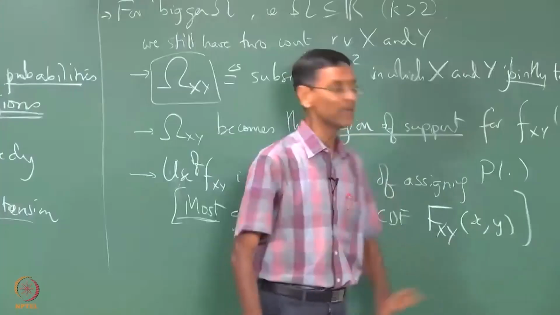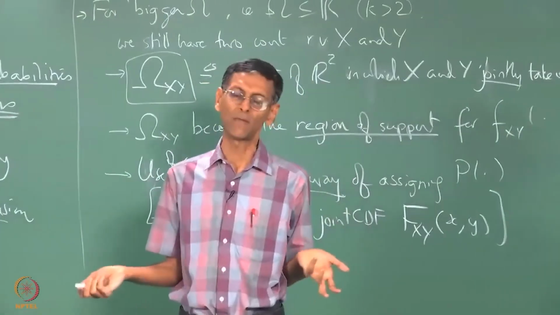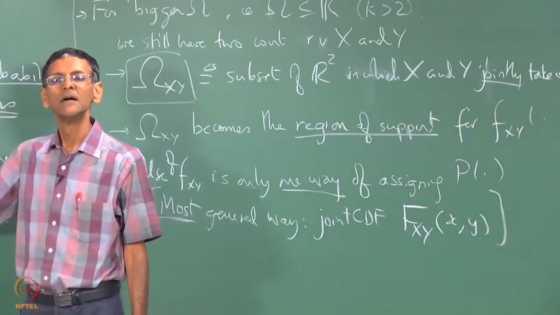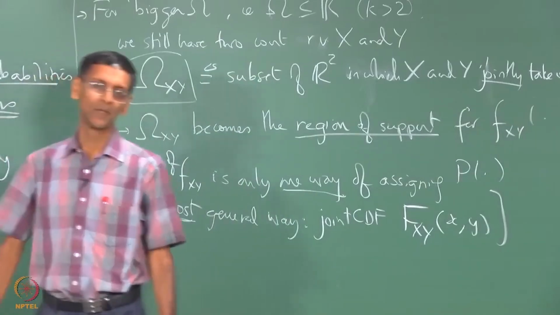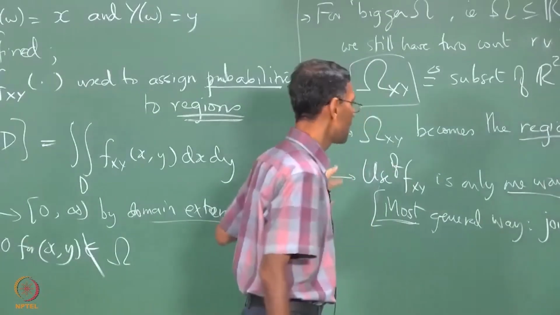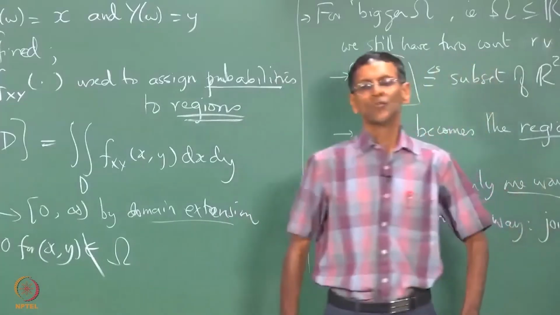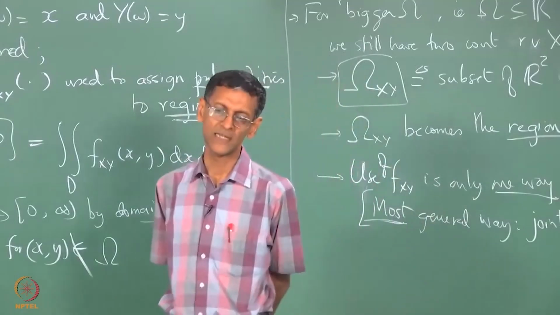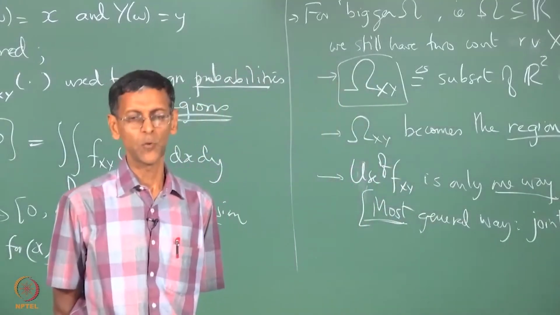This is, by virtue of being a probability, bounded. It is always between 0 and 1, unlike this, which can take any real number, any positive real number. Okay. So anyway, what are the limitations of using this joint PDF, small f?